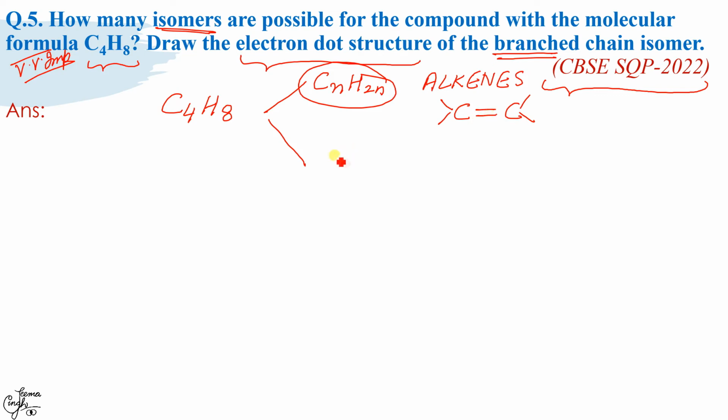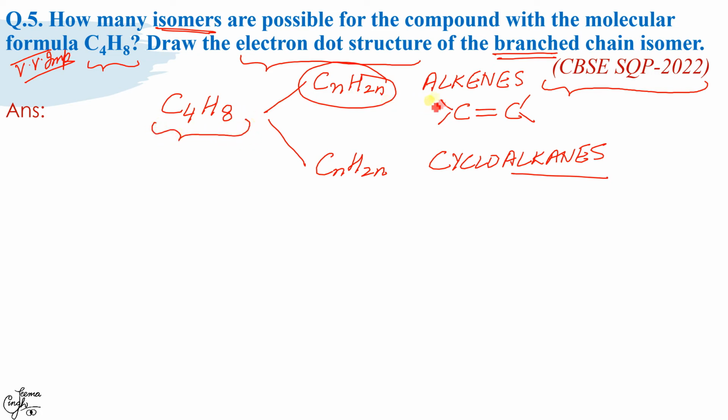Now, I've also said that CnH2n is also the formula of cycloalkanes. So we're going to draw a closed structure also, which will have only carbon-carbon single bonds. So let's start drawing the structure. But before that, let me name this C4H8. If I'm taking it from the alkene family, 4 carbon means but, and since it is alkene, ene, it is butene. And it has to have one carbon-carbon double bond.